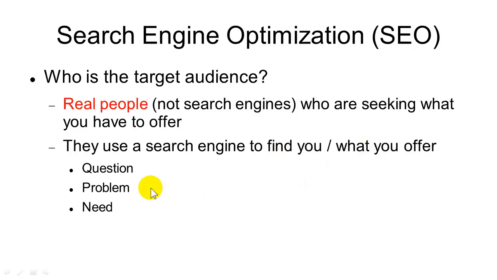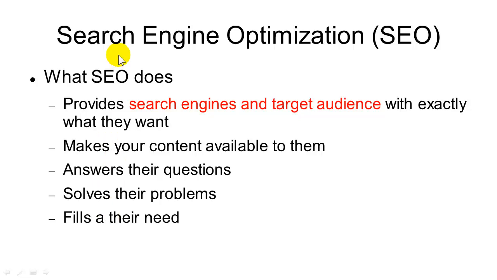They do that by asking a question. They may have a problem they need solved, or they may have something they need. But people are seeking you and using search engines to find you. So search engine optimization provides search engines and target audiences with what they want. They provide the user with what they want. They make your content available to them, answer their questions, solve their problems, and fill their needs.